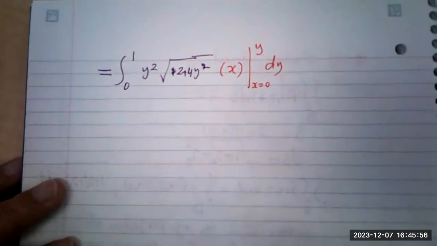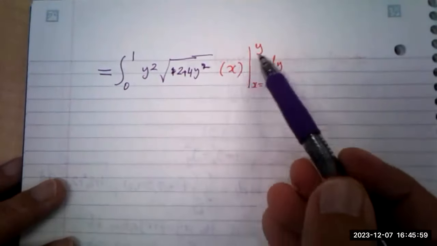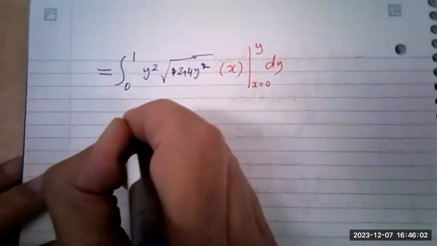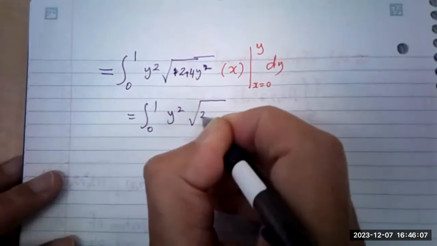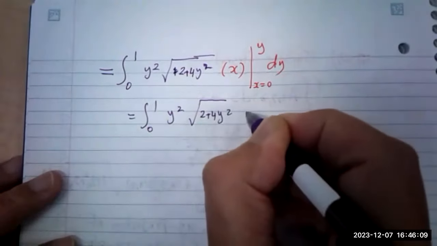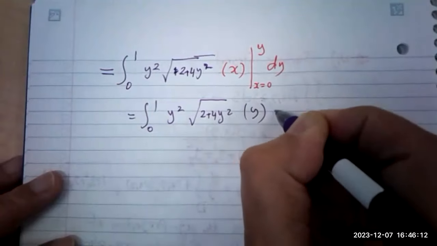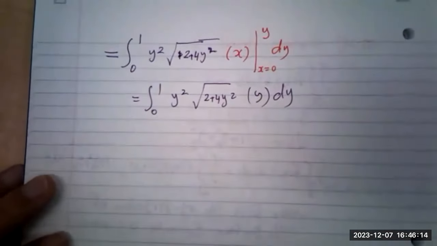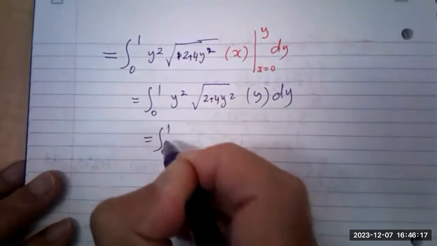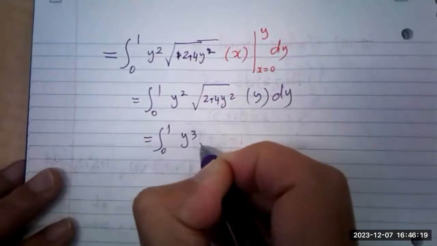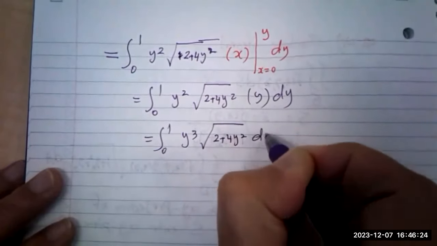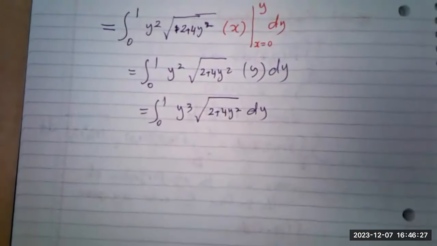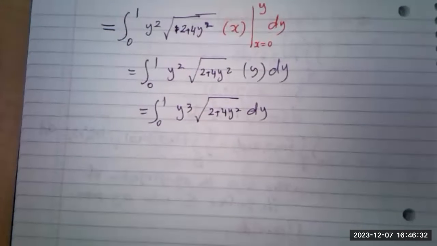Now pick up the substitute. That gives you an extra y here. So the result would be the integral from 0 to 1 of y squared times the square root of 2 plus 4y squared times another y, dy. Now the result is the integral from 0 to 1 of y cubed times the square root of 2 plus 4y squared dy. So this would be the resulting integral that I talked about. Any suggestion? How can I find this integral?